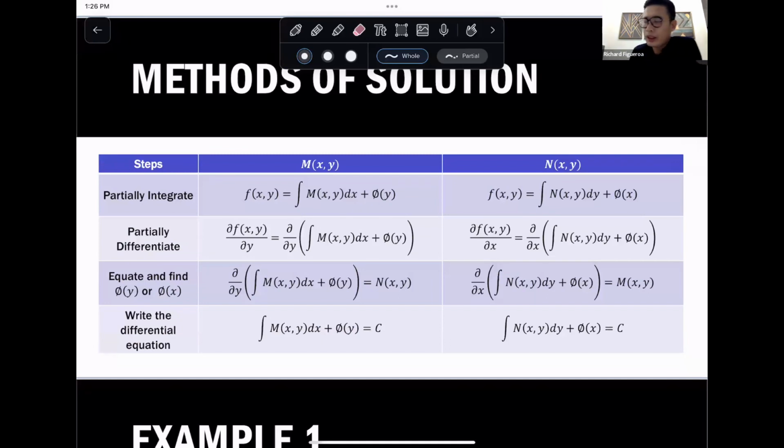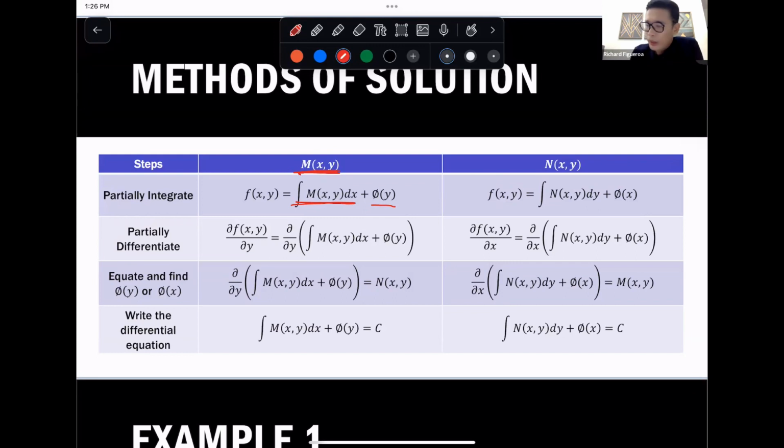So the first one is, let's say you had chosen m of xy. So this is our formula that we will be using. We're going to partially integrate the m function of x and y with respect to x. That means we are holding y constant and then integrate with respect to x. And do not forget to add plus phi of y.